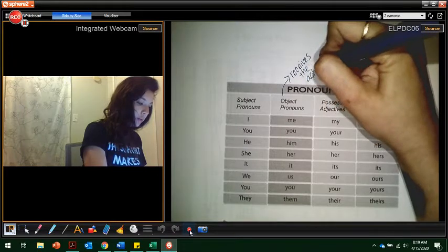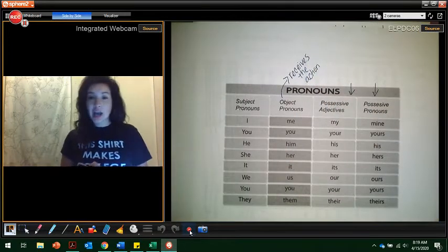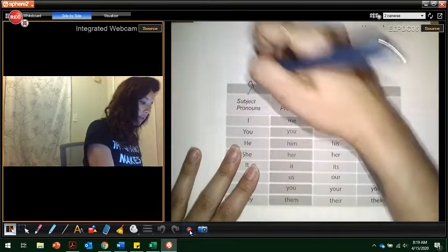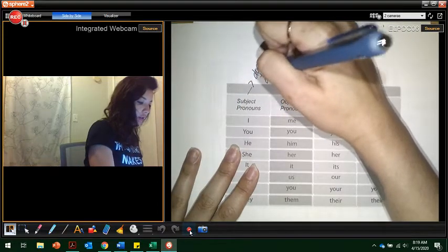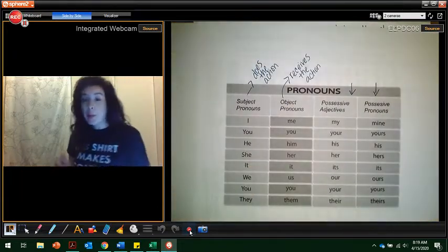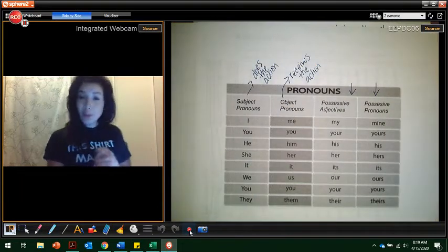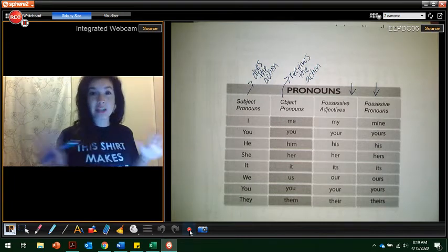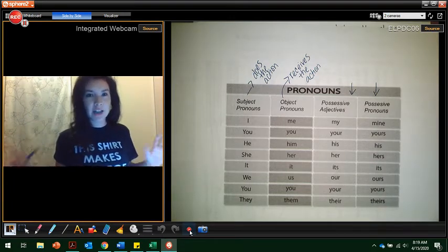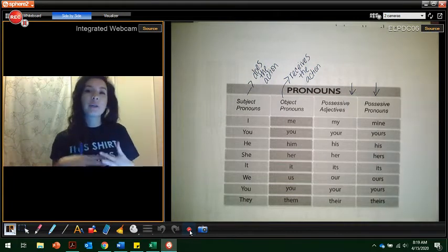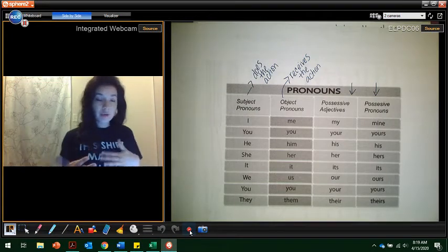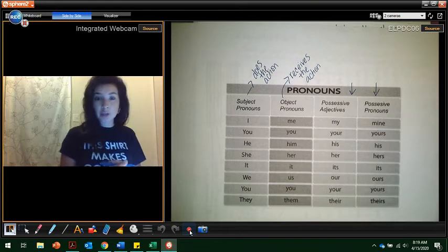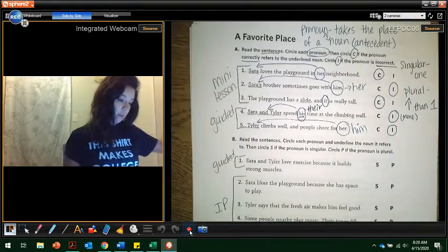So the object pronoun receives the action, and basically the subject pronoun does the action. Remember, you also watched that really cool vocabulary video. I know you guys love vocabulary, and I was so excited that I found one on pronouns to share with you guys. So you can rewatch that again. You can pause it when you need to. You can go to your anchor chart and use that. But let's continue on to see what you're going to be working with, okay?